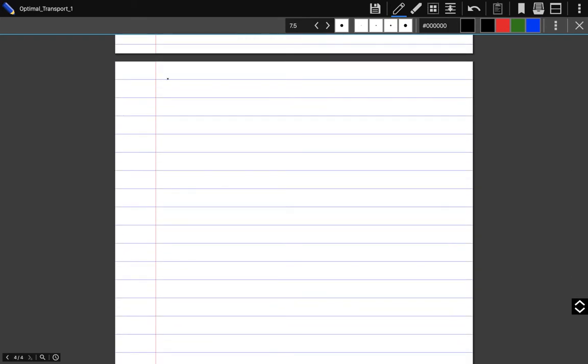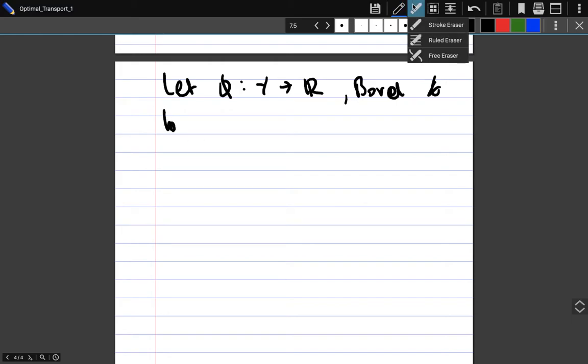And now for the final step, let phi be an arbitrary Borel and bounded function. By Borel, I just mean that it's measurable.